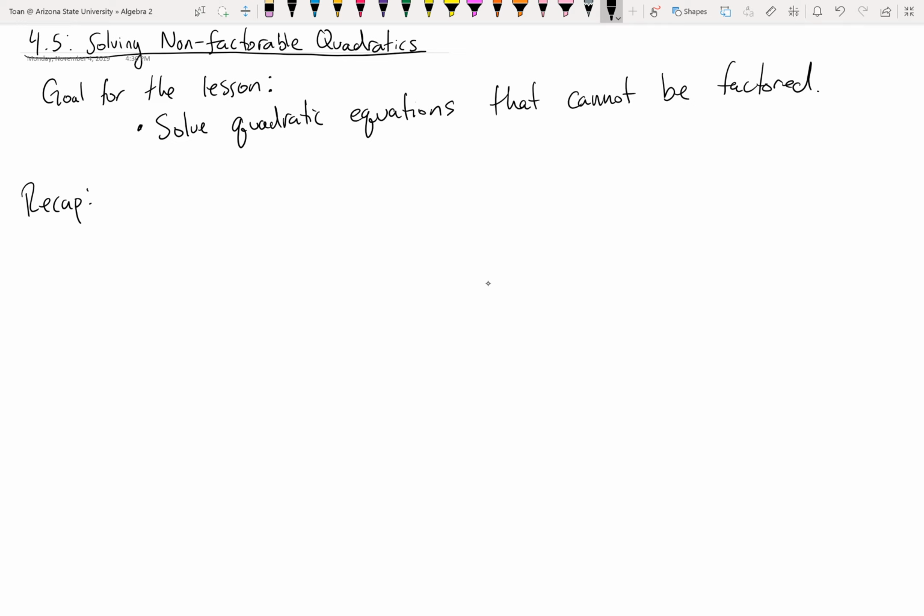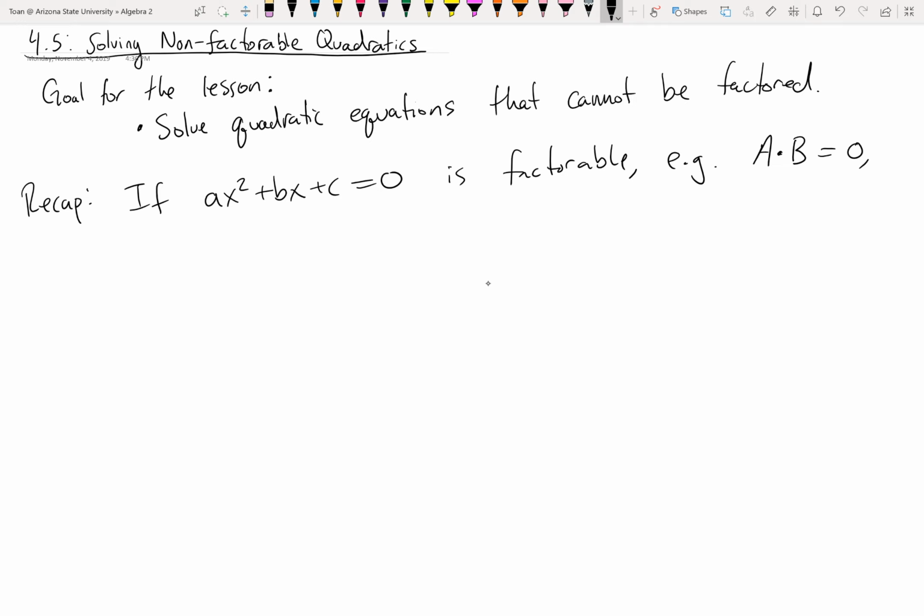We talked about using factoring to solve quadratic equations. The idea is if a quadratic equation, which is in standard form, and it has to equal 0, that's important, is factorable, for example, two pieces multiplying together equals 0, then in order to solve quadratic equations by factoring, you just set those individual pieces equal to 0 and solve.